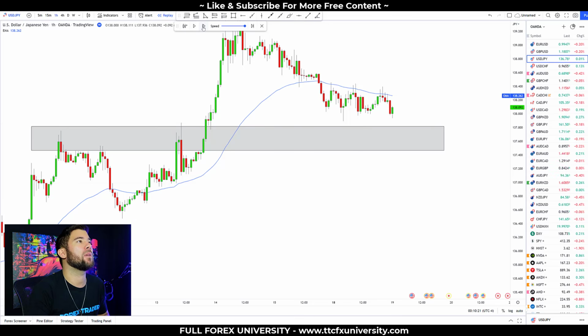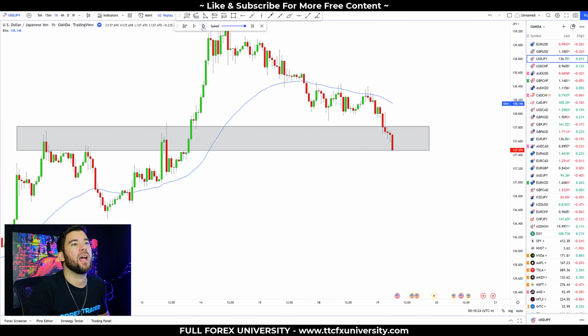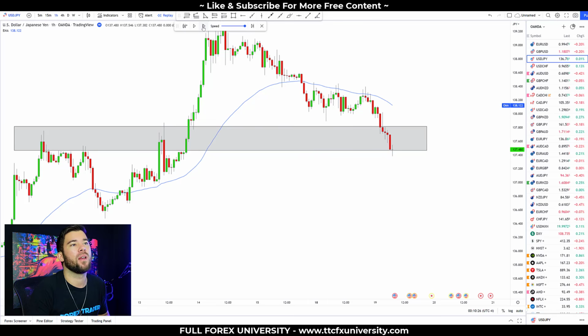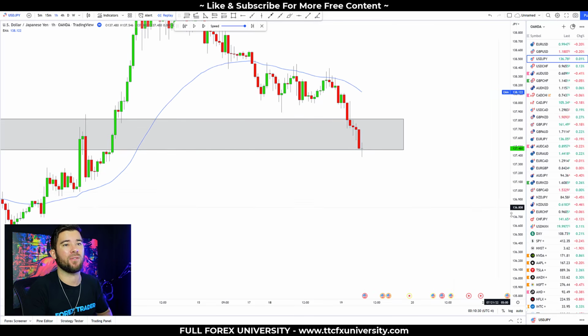Here we are. Let's see what happens if we move forward a bit here. As you can see, price is getting lower, getting lower. Then we get this awesome little doji candle while staying inside of our zone.